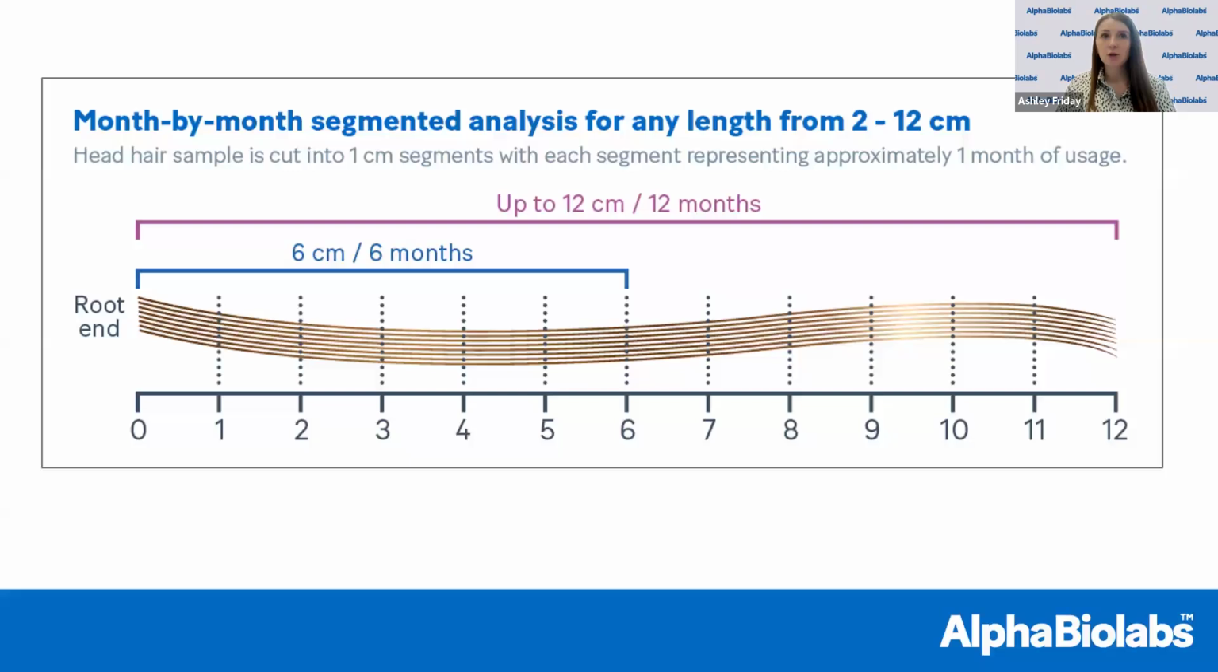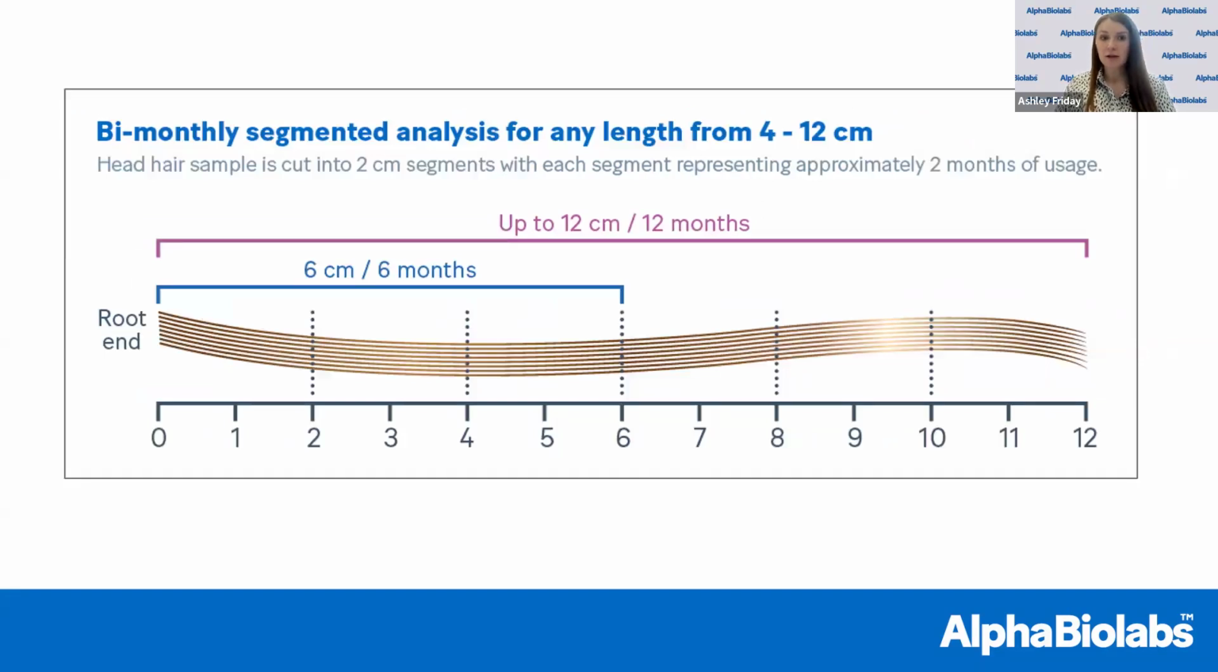So if you had a client who'd maybe used previously, but had tried to reduce the amount that they were using or had started to abstain completely, you would want a month-by-month segmented analysis so that you can see that pattern over time or that reduction over time.